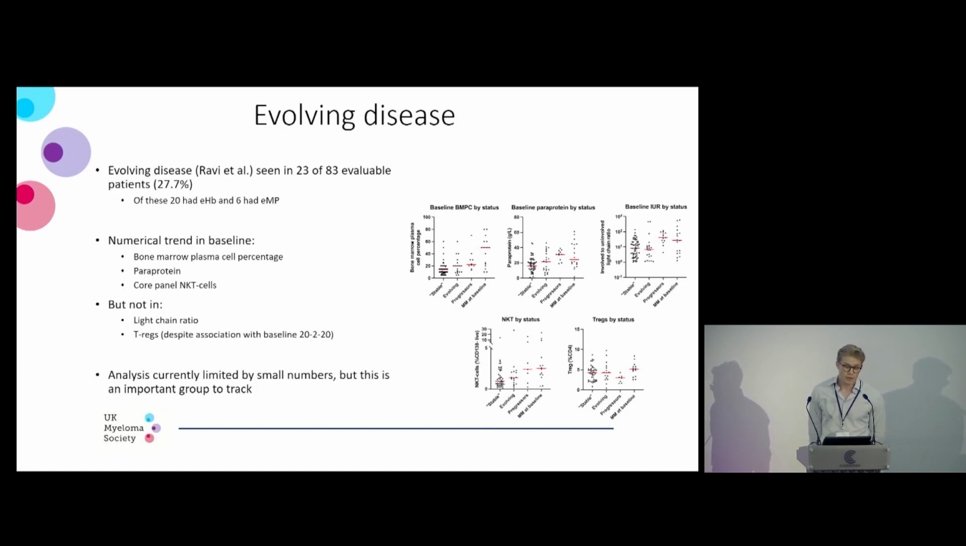There was a numerical trend in the entry data for an increased bone marrow plasma cell percentage and paraprotein, but not light chains, as well as core panel NKT cells. There was no difference in the T regulatory cells despite their association with the baseline 2/20/20 risk score. Analysis at the moment is limited by small numbers, but we feel this is an important group to closely track.